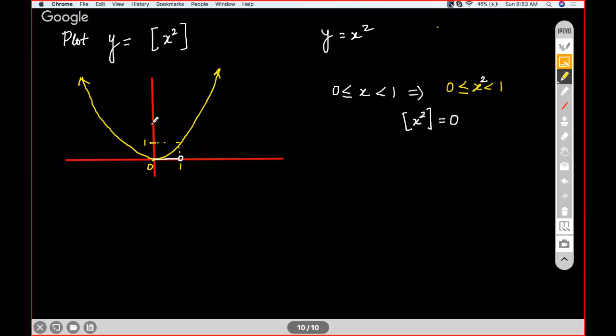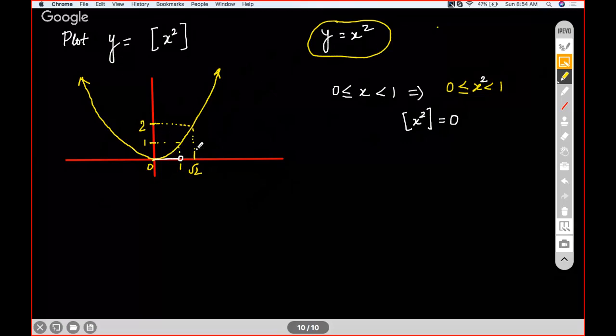Now ask yourself, when will it attain a value of 2? What will this value of x be here? For what value of x will y become 2? When x is plus or minus root 2. Let's say I take positive only. The negative side I will also deal with separately.